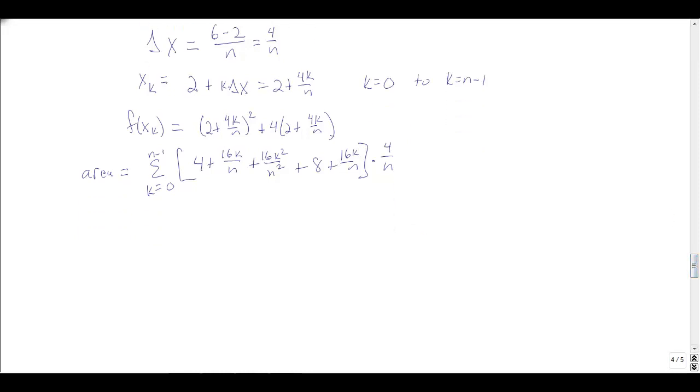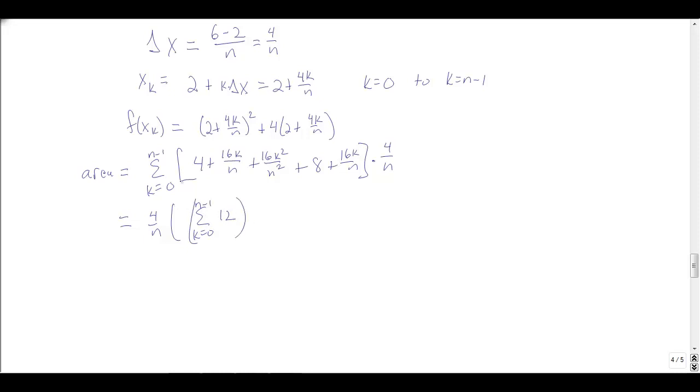Now my goal is to get a formula in terms of n that doesn't have any more of the k's. So I can do the same thing we've been doing. So I'm going to write this as pull out the 4 over n. Note the n can go outside of the summation because this is a summation with respect to k. It's an n on top, but k is my indexing variable. And I'm going to get a summation k equals 0 to n minus 1. 4 plus 8, that's 12.